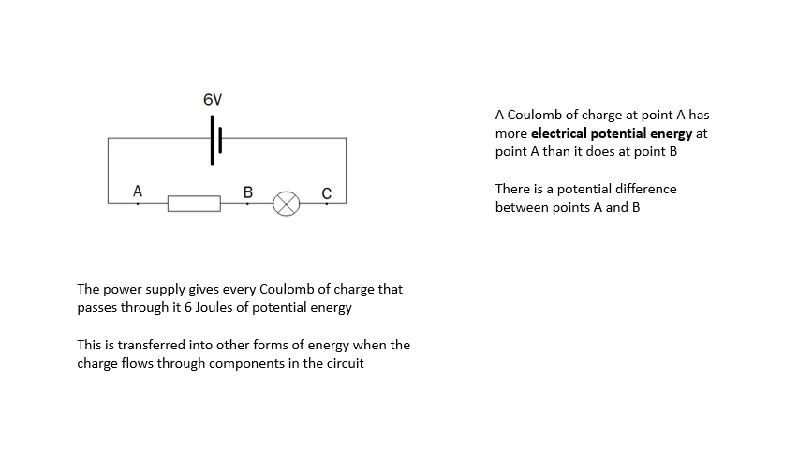So there is a potential difference between A and B. That means that a coulomb of charge at A has more energy than a coulomb of charge at B. There is a potential difference between them. This power supply will give 6 joules of potential energy to every coulomb that flows through it. How do I know? Because it's got 6 volts written on it. That's what volts means.